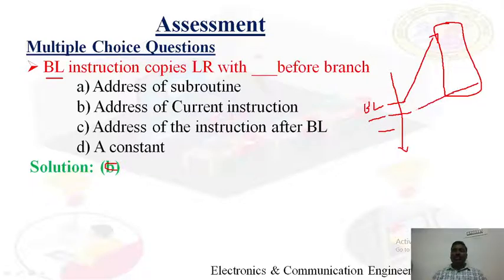So it should come to the instruction after BL, not to the BL instruction. You see, if it comes to the same BL instruction, that is the current instruction, then again it jumps and it makes an infinite loop here. Okay, so the option is C. So that is the address of the instruction after BL. So this is the instruction, then the continuation to the main flow.